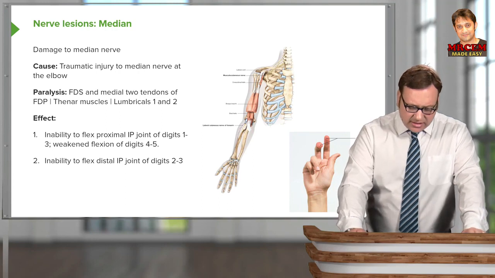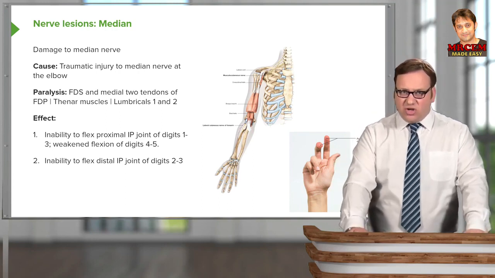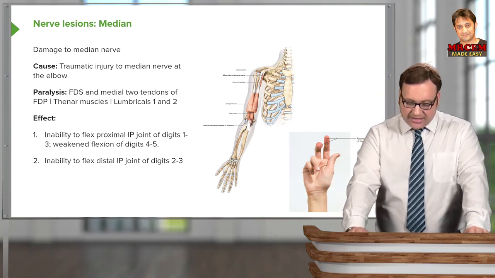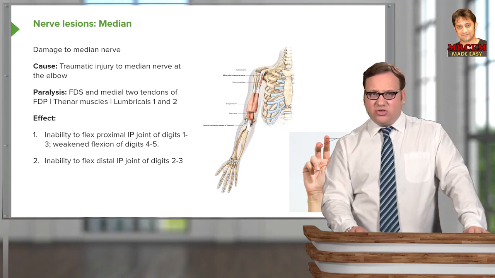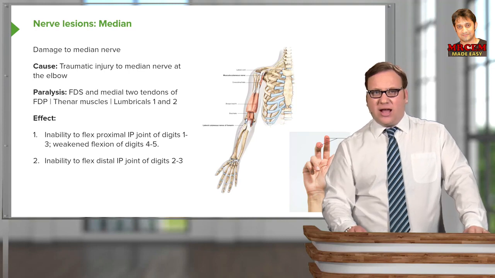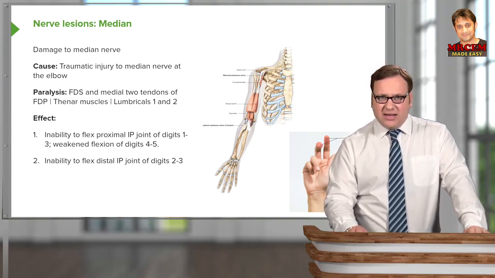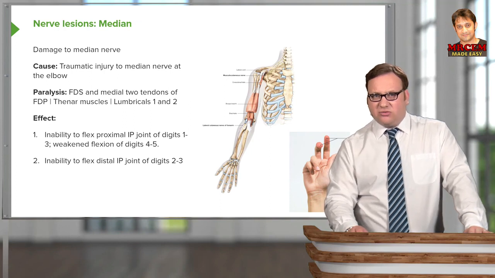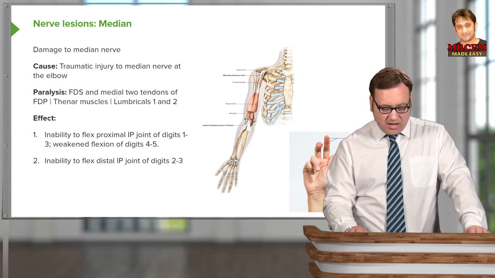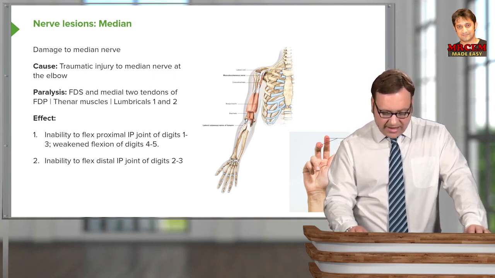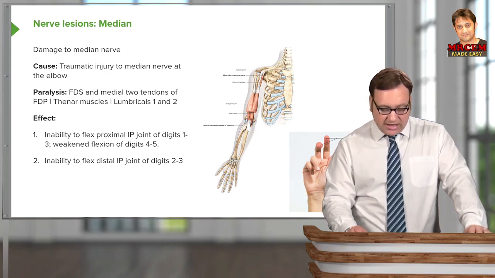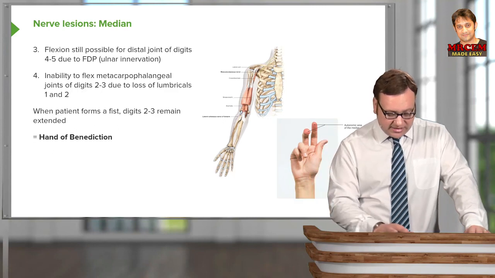lumbricals. Again, if you appreciate what these muscles do, then the effect of damage to the median nerve is going to be an inability to flex the proximal interphalangeal joints of digits 1 to 3 and weakened flexion of digits 4 and 5. You're also going to have an inability to flex the distal interphalangeal joints of digits 2 and 3. So you can see paralysis of the median nerve leads to quite substantial inabilities of the contractile abilities of these muscles, leading to quite a significant functional deficit.